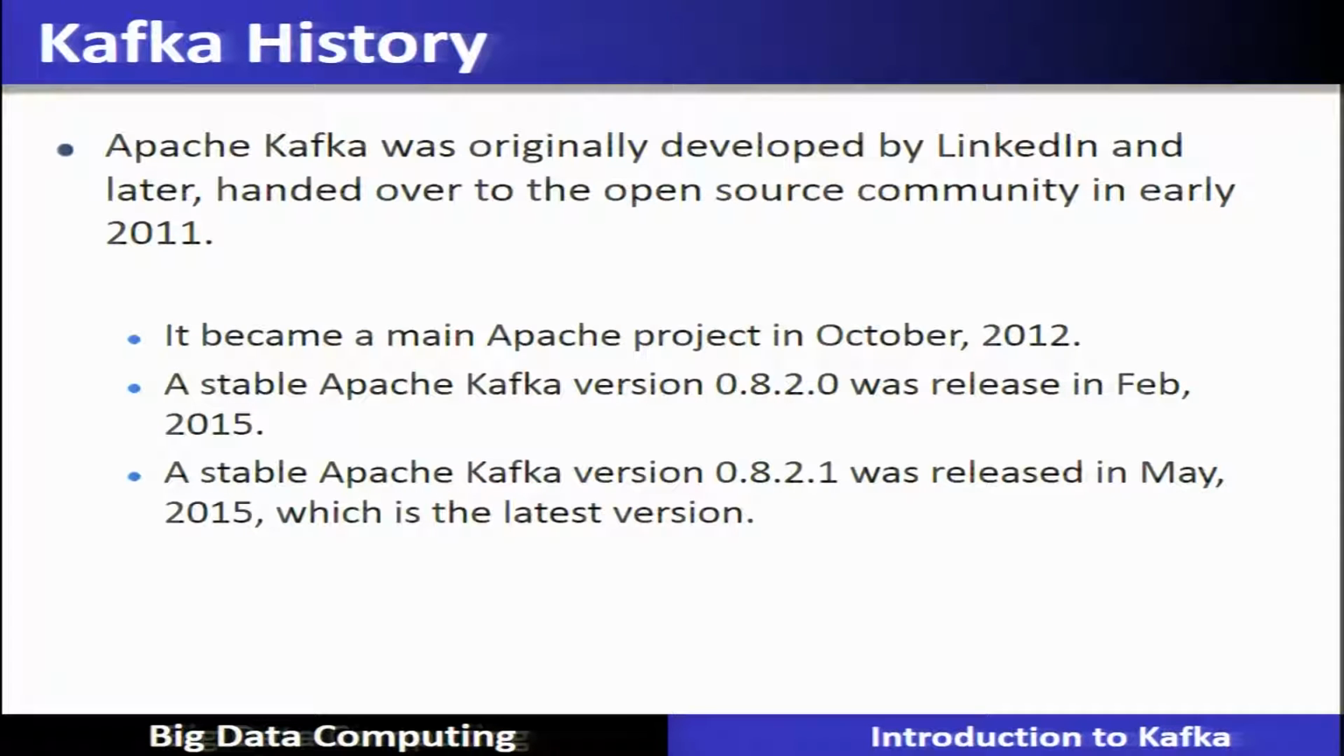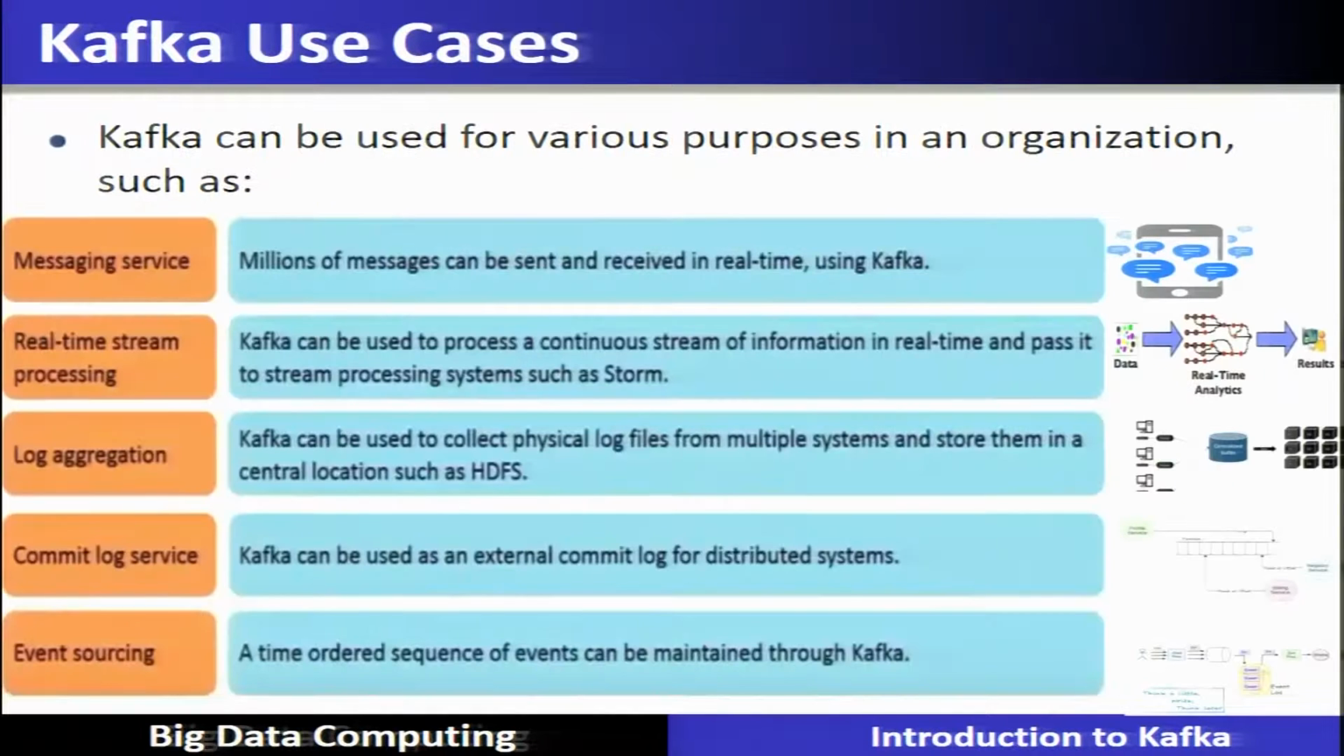So, Apache Kafka was originally developed by LinkedIn and later on handed over to the open source community in 2011. It became a main Apache project in October 2012. A stable Apache Kafka version 0.8.2.0 was released in February 2015. A stable Kafka version 0.8.2.1 was released in May 2015, which is the latest version.